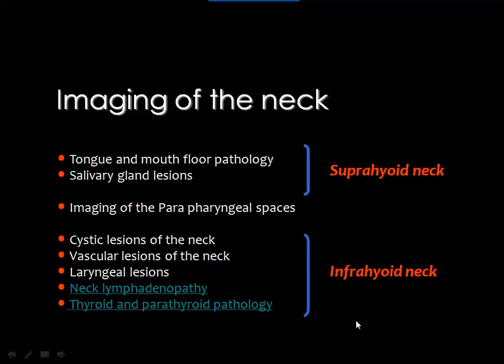This is the anatomic divisions of the neck. And you remember the suprahyoid neck, we have dealt with the anatomy and pathology of the tongue and mouth floor. Then we discussed the issue of salivary gland lesions, and the paropharyngeal space is discussed as a separate entity. And infrahyoid neck, we have discussed the cystic lesions of the neck, the vascular pathology, and the laryngeal imaging in the first part of this infrahyoid neck. And now we will deal with the neck lymphadenopathy as well as the thyroid and parathyroid pathology, inshallah.